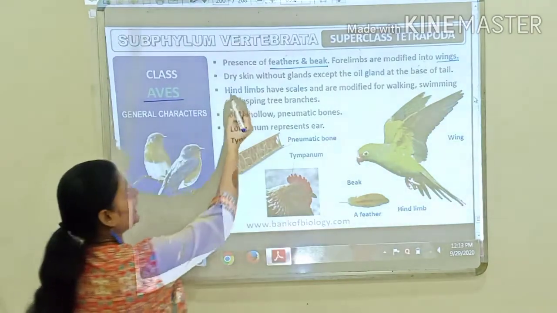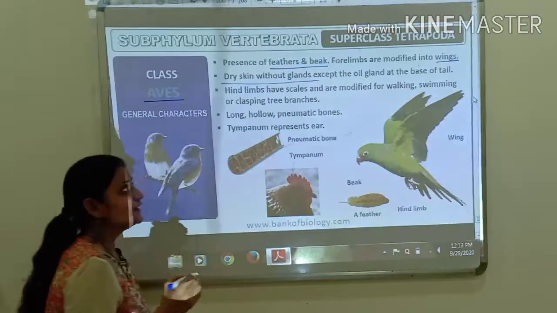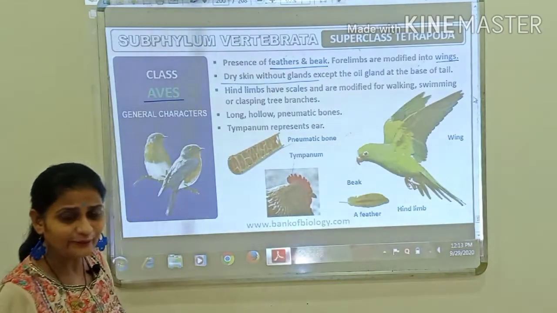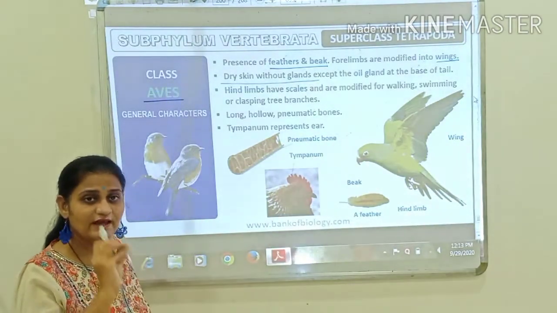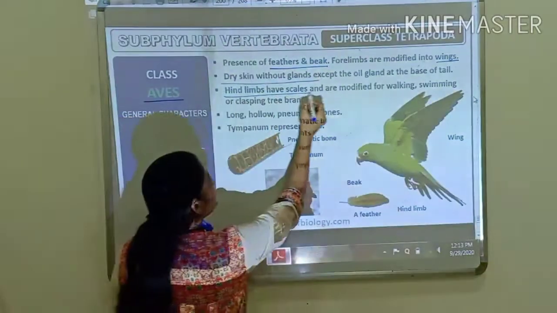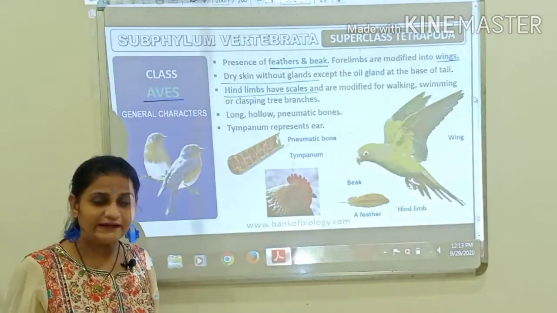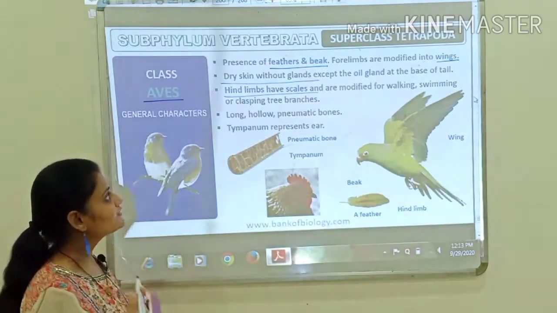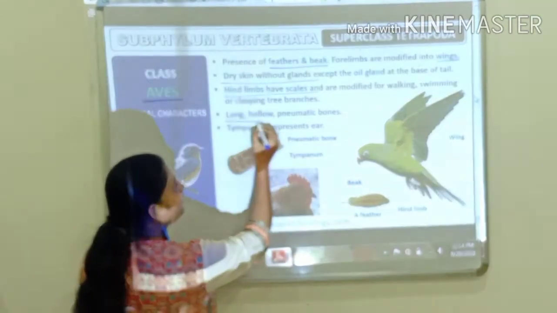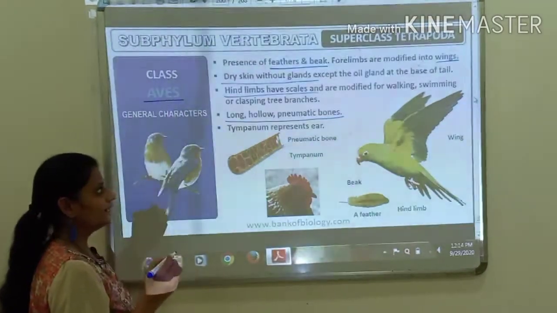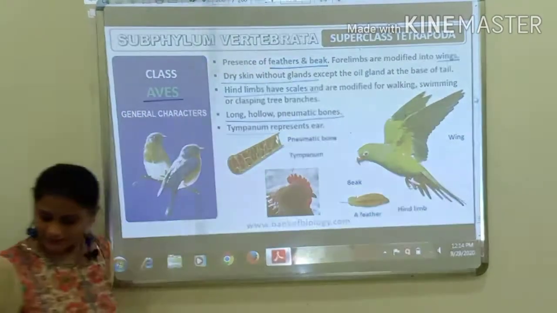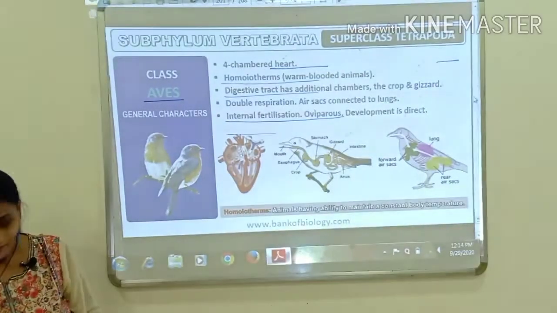Okay, they have dry skin without glands except the oil glands at the base of the tail. ठीक है, उनकी स्किन बहुत ड्राई होती है and they do not have the glands except the tail has the oil gland, right? And the hind limbs have the scales, and the hind limbs are modified for walking or for swimming or for clasping tree branches. Okay, and they have long and hollow pneumatic bones, right? The bones are long, hollow, right? And again tympanum, it represents the ear in such organisms, right?